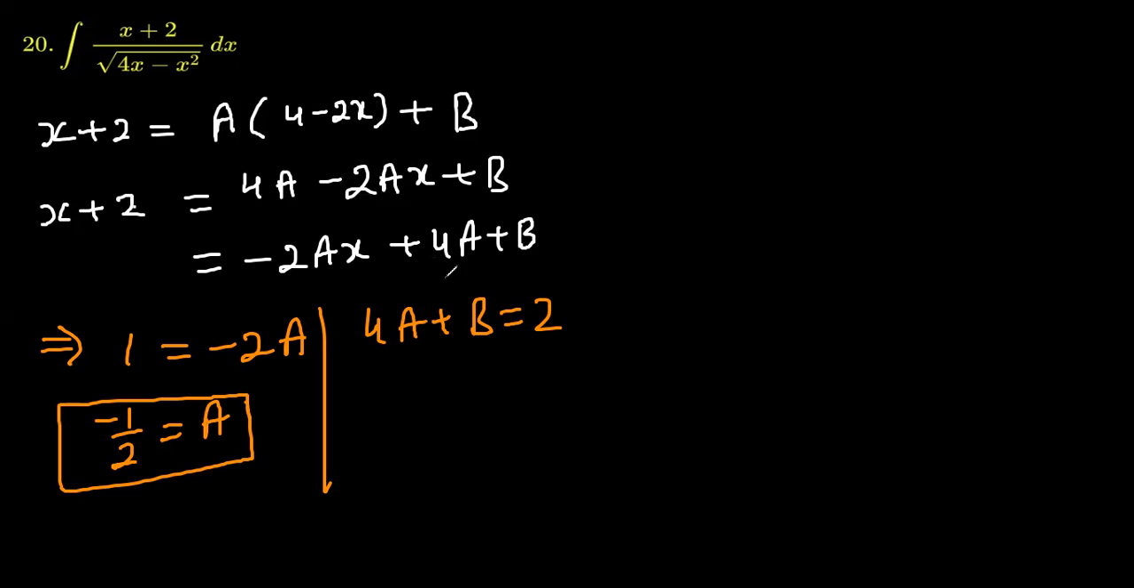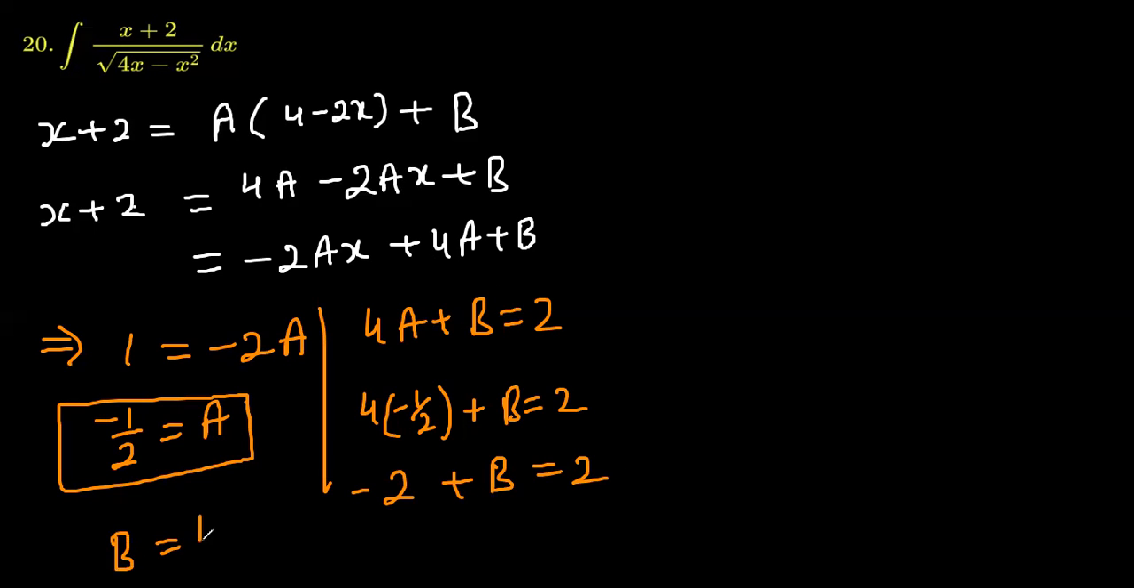Substitute the value of a. So you get 4 times negative half plus b is equal to 2. And we get b, this is 2 plus negative 2, right? Negative 2 plus b is 2, so we get the value of b as 4. Okay, so b is equal to 4 and a is equal to negative half. So we are going to put that value here.